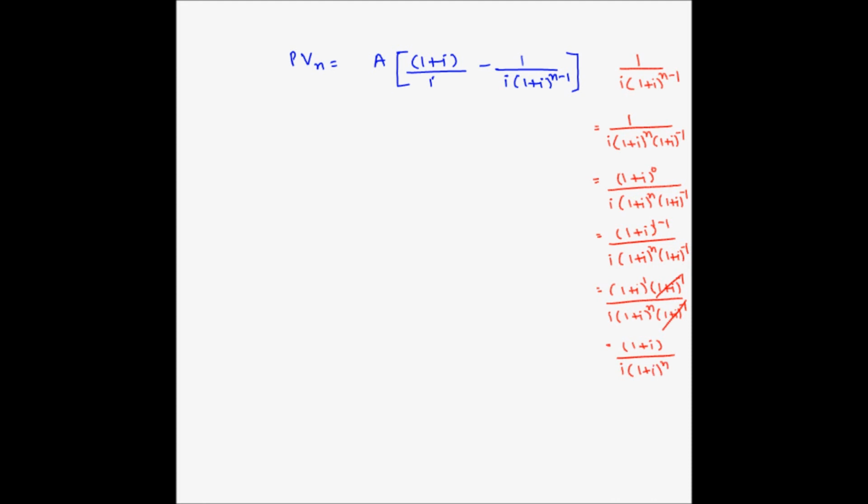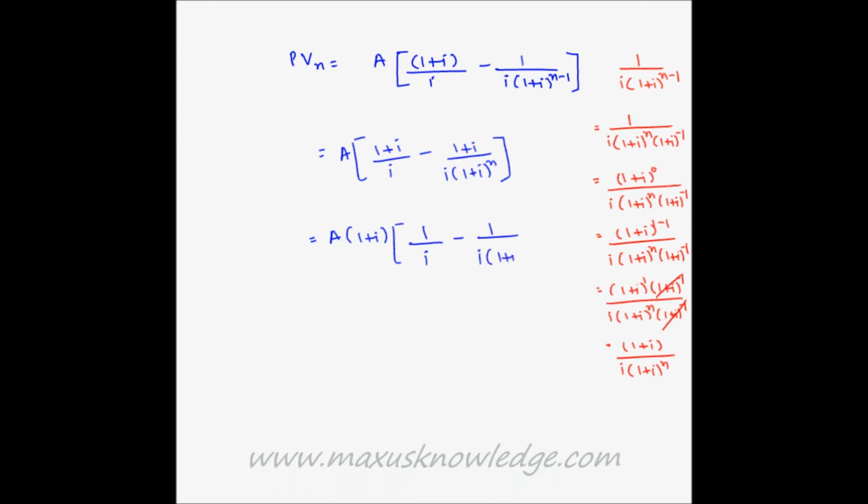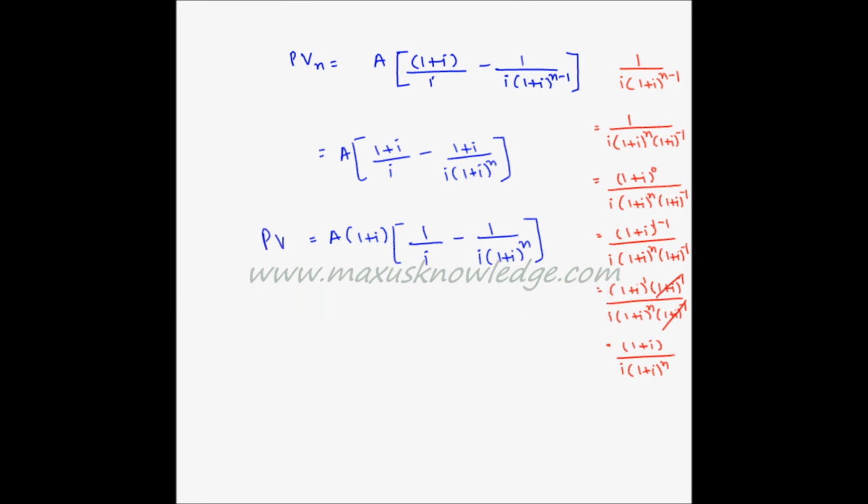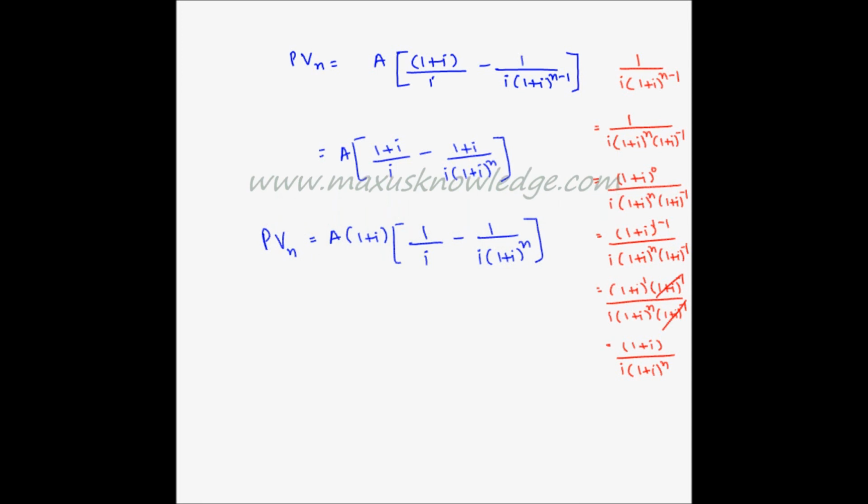So now if we put this in our equation, our equation becomes A into, this first part remains as it is, so (1 + I) divided by I, minus (1 + I) divided by I into (1 + I)^n. Now here we can take (1 + I) as common, so this becomes A into (1 + I) into bracket 1 divided by I minus 1 divided by I into (1 + I)^n. So this is the formula for finding present value in case of an annuity due.